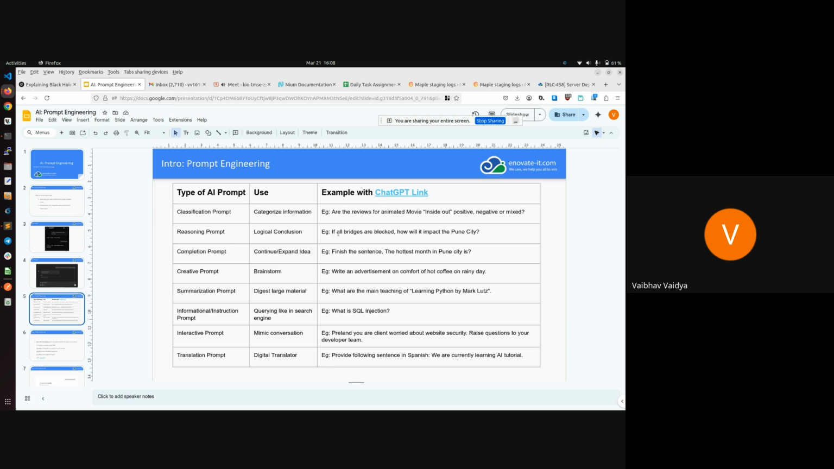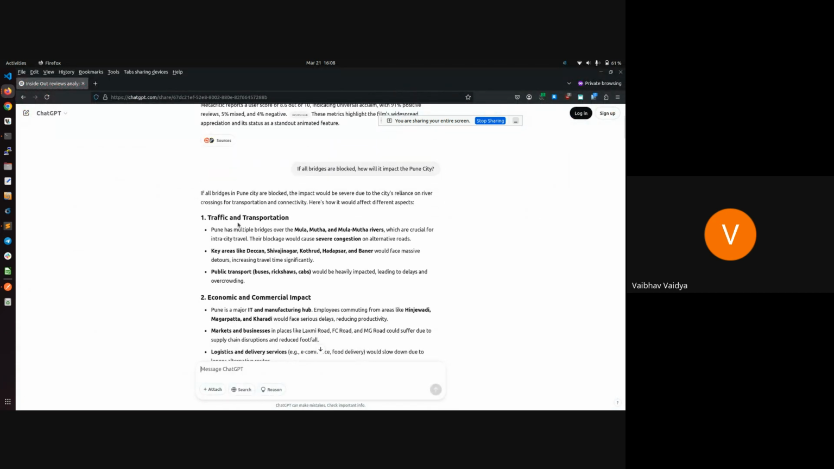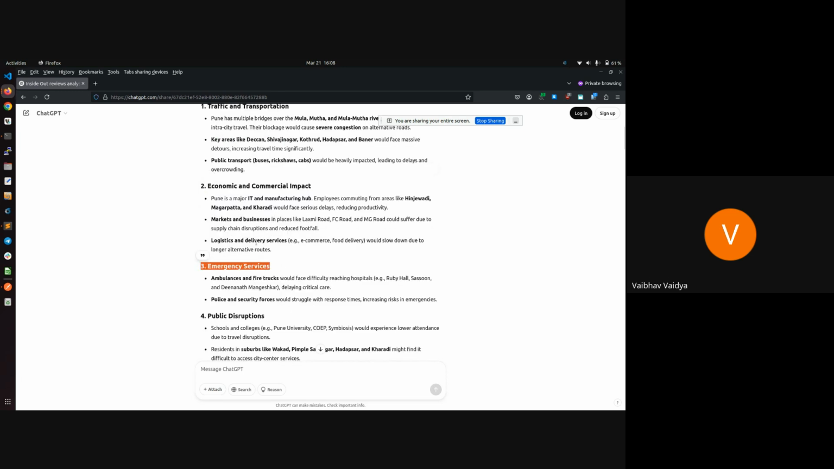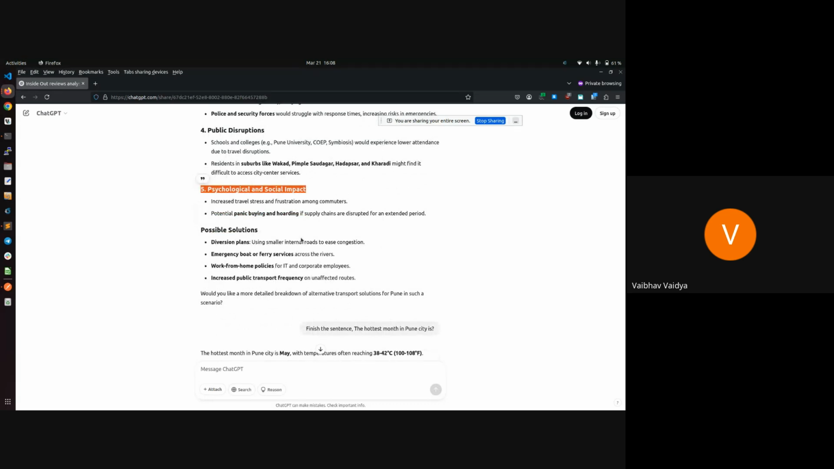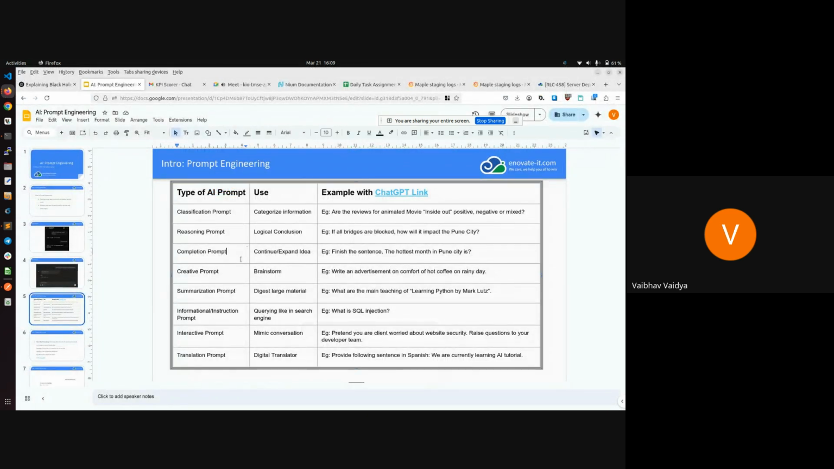Let's say all the bridges are blocked. How will it impact Pune city? Then it checks what all things will be affected: traffic and transportation, economic and commercial impact, emergency services, public disruption, because the flow of people will also be stopped, and psychological and social impact. People who have homes outside of Pune will panic, their access will be cut off. Okay, so this is a reasoning prompt. It is used for logical functioning.